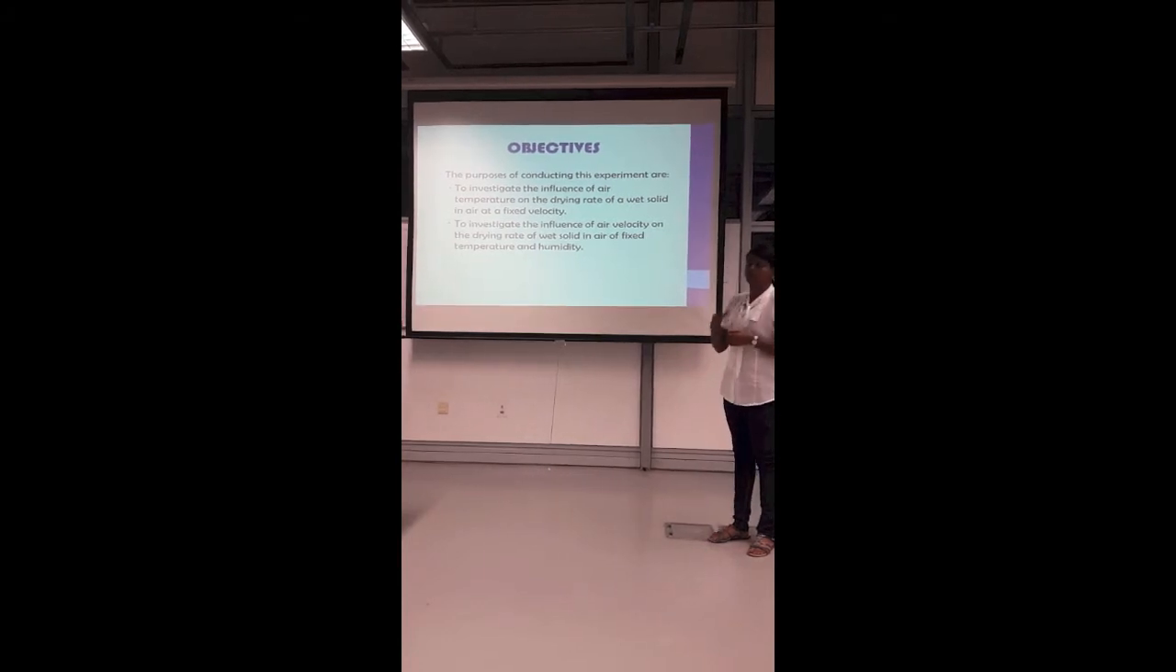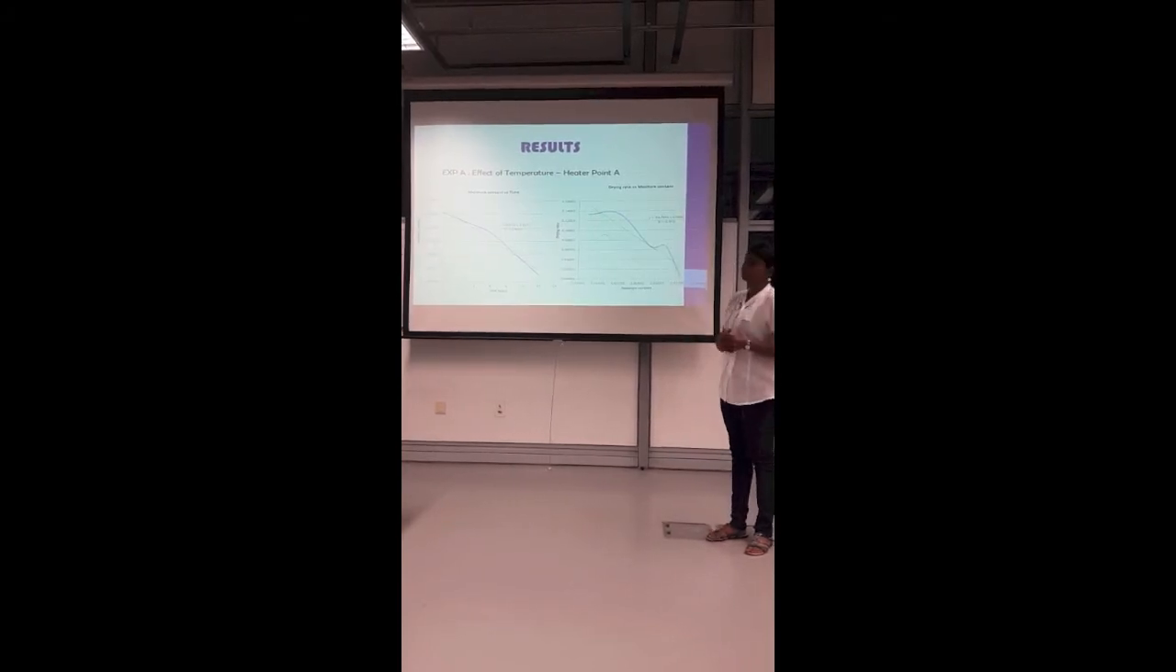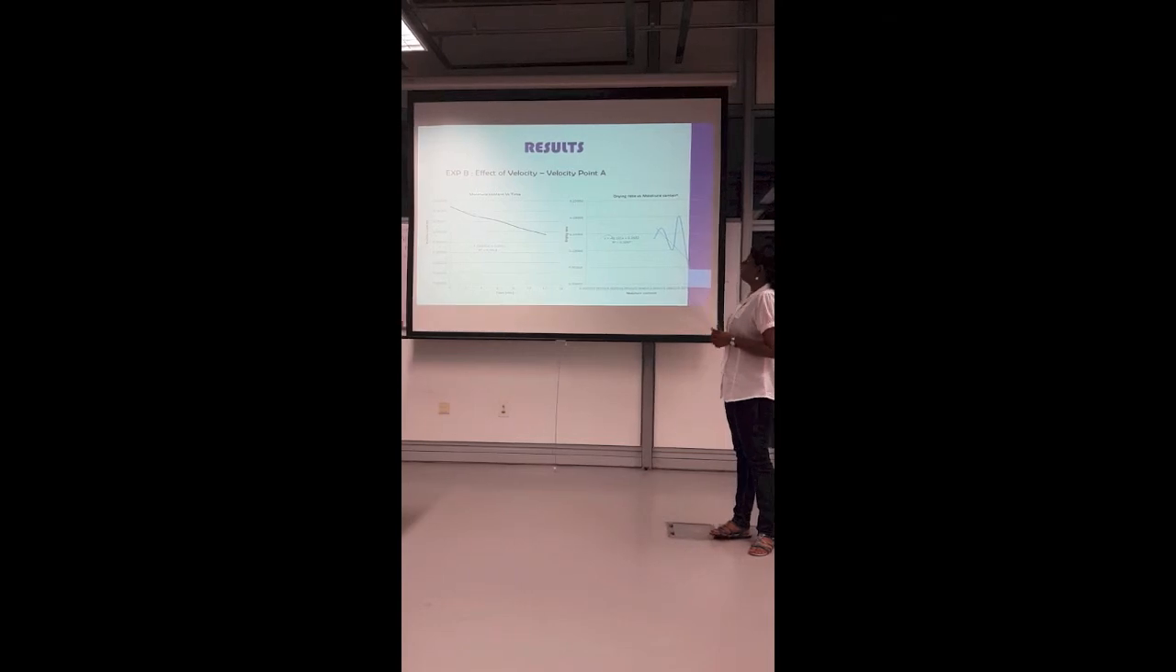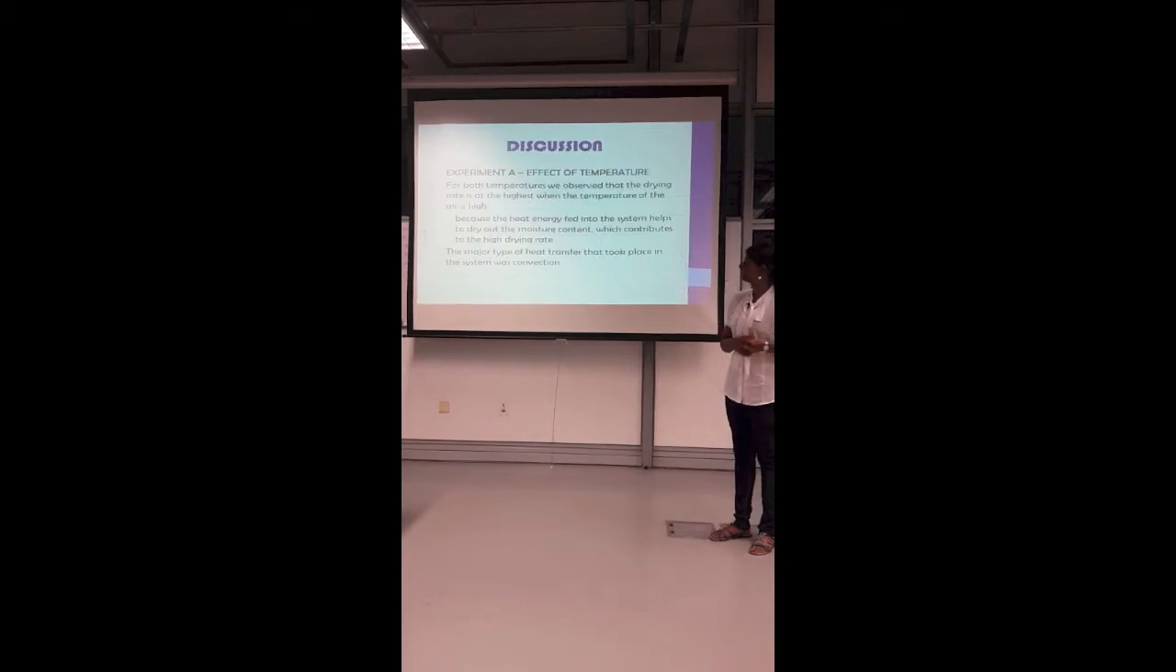Next, the purposes of conducting this experiment are to investigate the influence of air temperature on the drying rate of a wet solid in air at fixed velocity, and then to investigate the influence of air velocity on the drying rate of wet solid in air at fixed temperature and humidity. Next, these are the results obtained at experiment A, effect of temperature at heater point A. Next, effect of temperature at heater point B. Next, effect of velocity at velocity point A, and then effect of velocity at velocity point B.